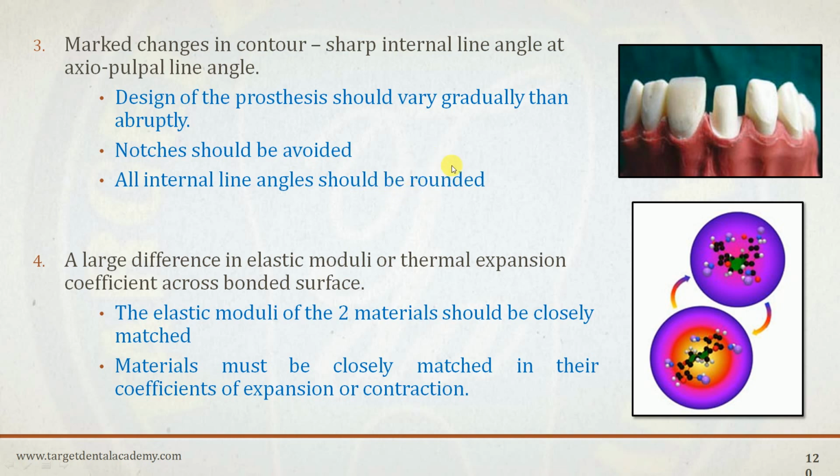It is very important. A large difference in the elastic modulus or the thermal expansion coefficient across the bonded surface causes stress. To overcome this, the elastic modulus of the two materials should be closely matched. The materials must also be closely matched in their coefficient of expansion or contraction.